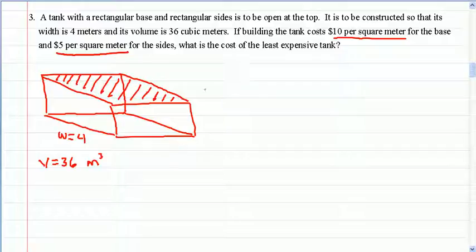So the formula for surface area is to take 2 times the length times the width plus 2 times the width times the height plus 2 times the length times the height.